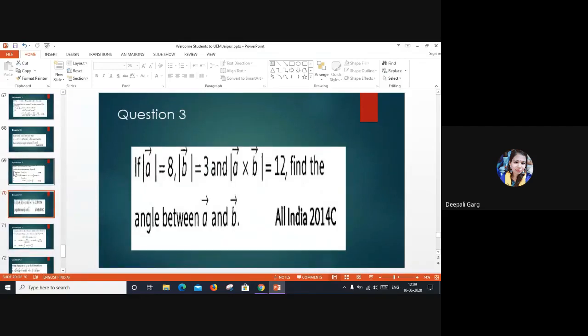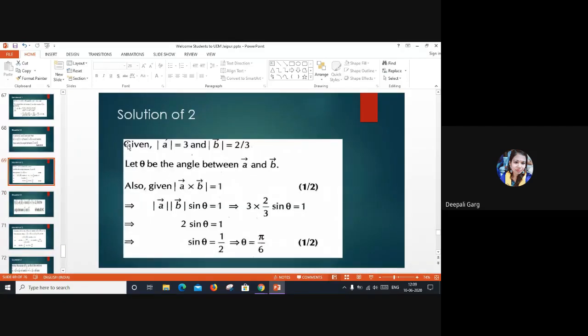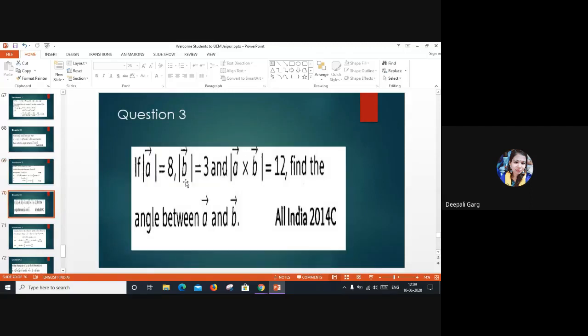So people who want to see the solution of 2, they can see from here. The magnitude of A vector is 3, the magnitude of B vector is 2 by 3. If A cross B is giving a unit vector, meaning the magnitude of cross product will be 1, which means AB sin theta will be 1. So 3 into 2 by 3 sin theta will be 1. So sin theta will be 1 by 2, and sin theta is 1 by 2 only when theta is 30 degree. So question number 3 is A vector is 8, B vector is 3, and the magnitude of A cross B is 12. Find the angle between them.